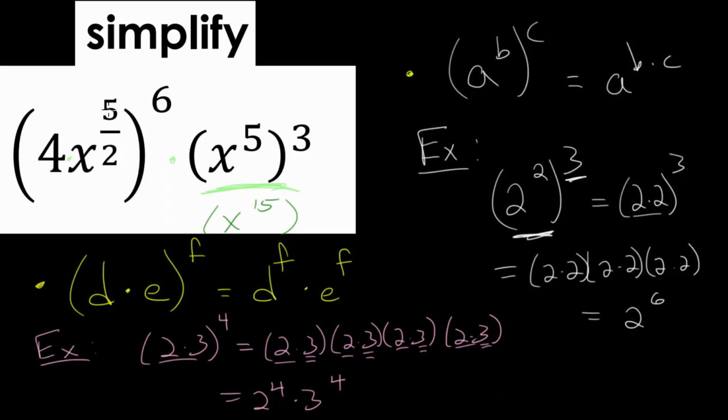So we can apply that here. Each factor will be raised to the 6th power. So this would simplify to 4 to the 6th multiplied by this exponential expression, which is x to the 5/2, and we're raising all of that to the 6th power.